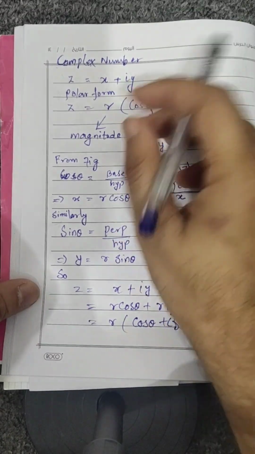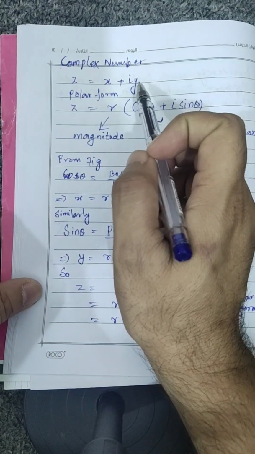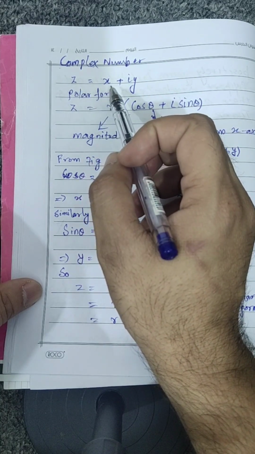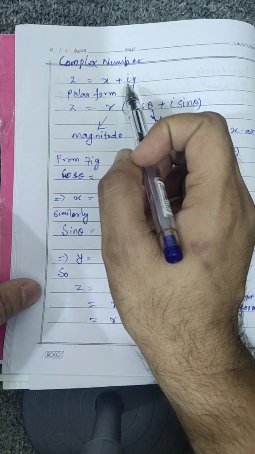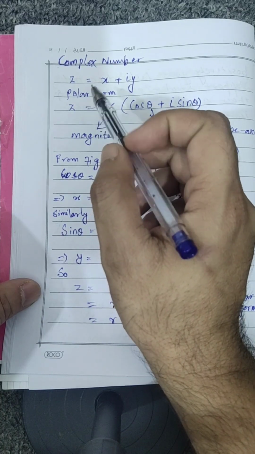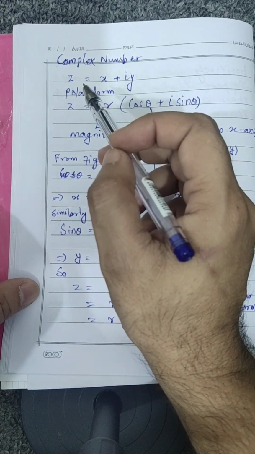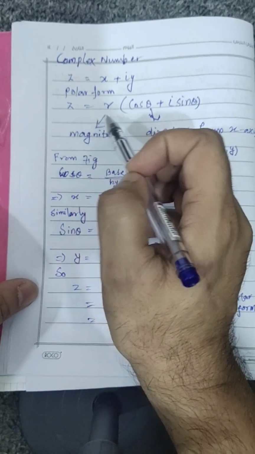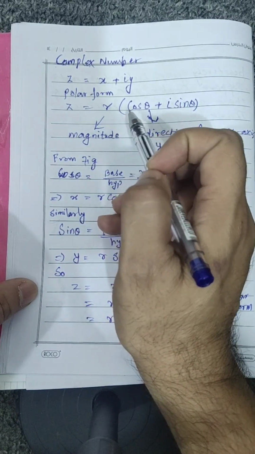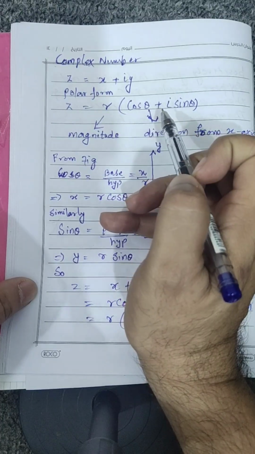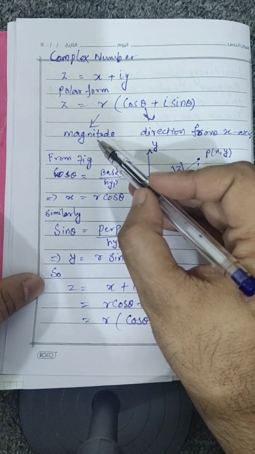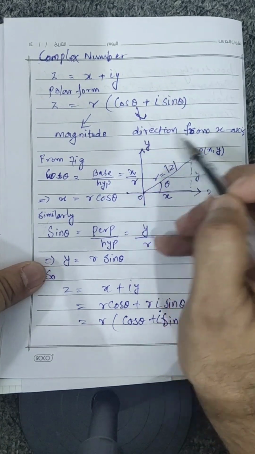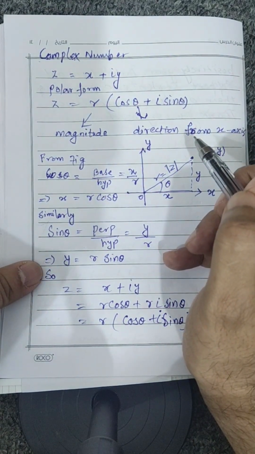Today I will discuss a lecture on complex numbers. A complex number is basically represented as c = x + iy, and we can represent this complex number in polar form. Its polar form is given as c = r(cos θ + i sin θ), where r is the magnitude and θ is the direction from the x-axis.